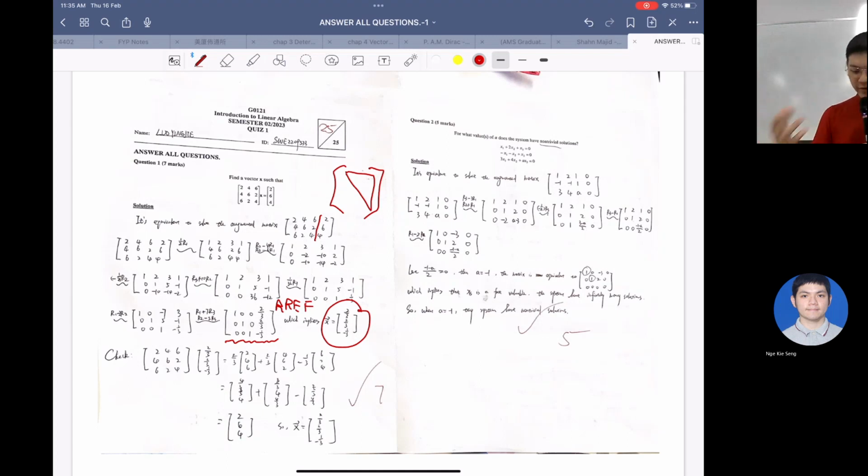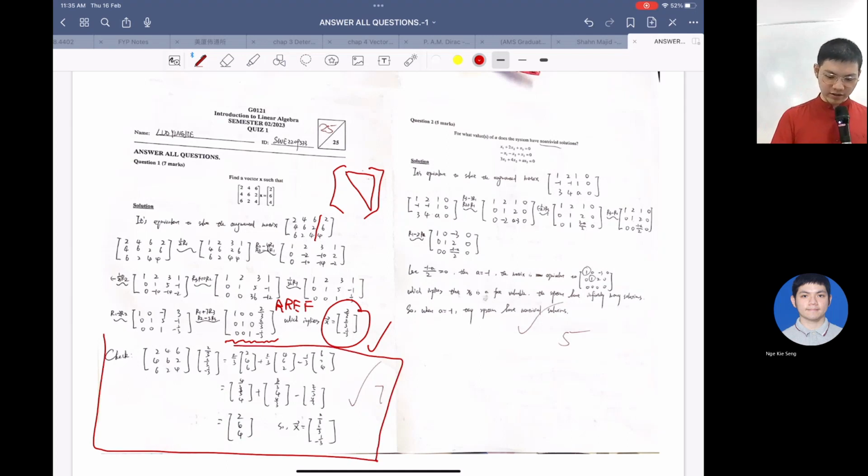But if you can, try this row reduced echelon form. The nice thing about this solution is that you do the check. Make sure that you find the right answer. When you substitute back your solution, you get back 264.